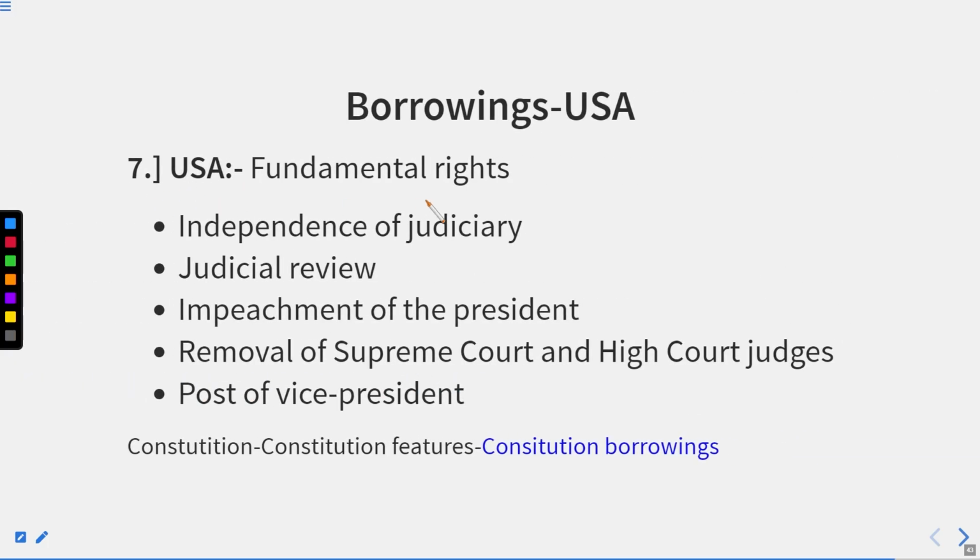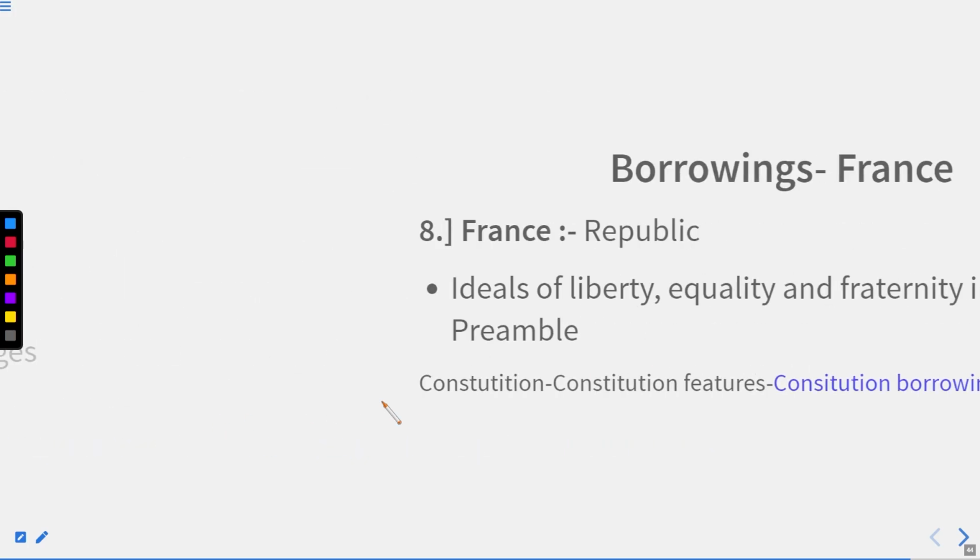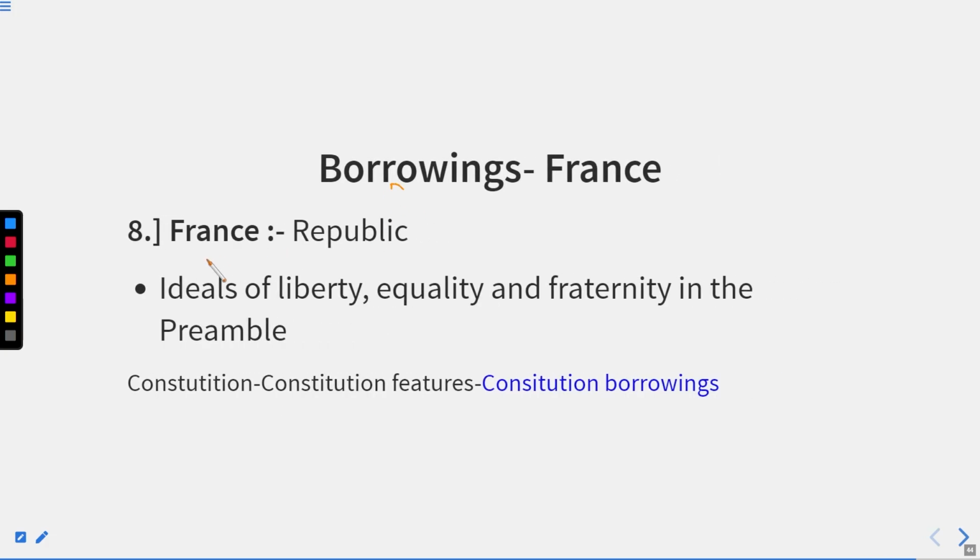Thereafter, from USA, fundamental rights, independence of judiciary, judicial review, impeachment of the president, removal of Supreme Court and High Court judges, and post of vice president. This is what we have borrowed from them. Thereafter, France: concept of republic. Often you have seen in the official news, Republic of India. Okay, so this word has been borrowed from France. Ideas of liberty, equality, and fraternity in the preamble.